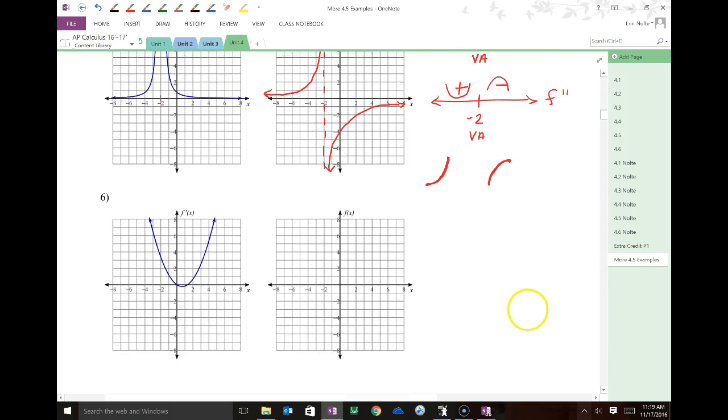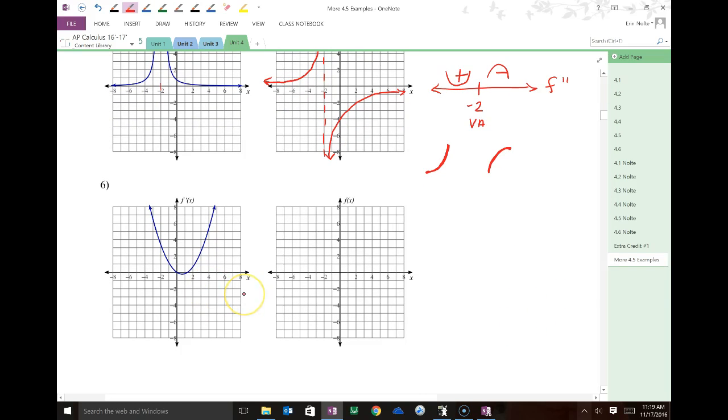Okay, let's work with another one. Let's try this one. Ooh, I like this. I'm going to erase these so they're out of the way. Again, starting with the first derivative, the first thing I want to think about is that I am analyzing the slope of my original graph.